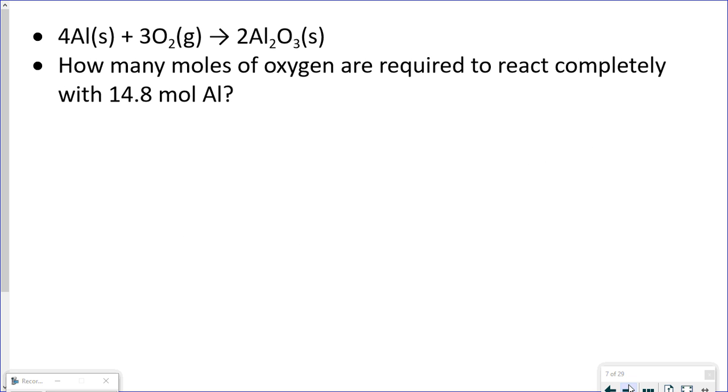Here we have the same equation given, but now we want to know how many moles of oxygen are needed to react with 14.8 moles of aluminum. So you're not always going to have to go from reactants to products or products to reactants. You can use this to figure out how much of each reactant you need. So here, start with what's given. So we have 14.8 moles of aluminum.